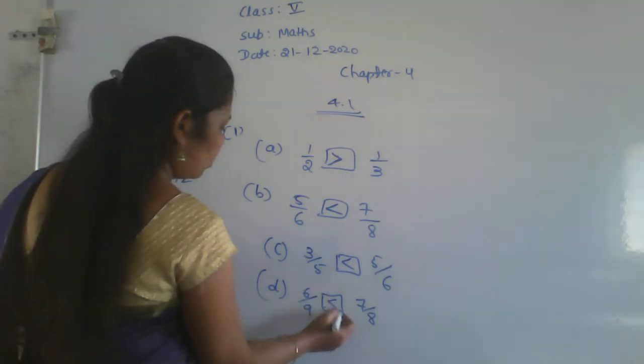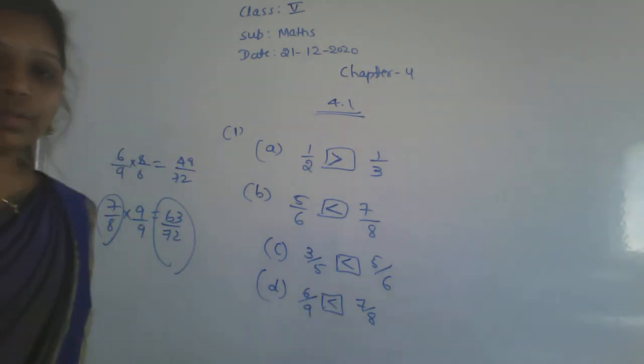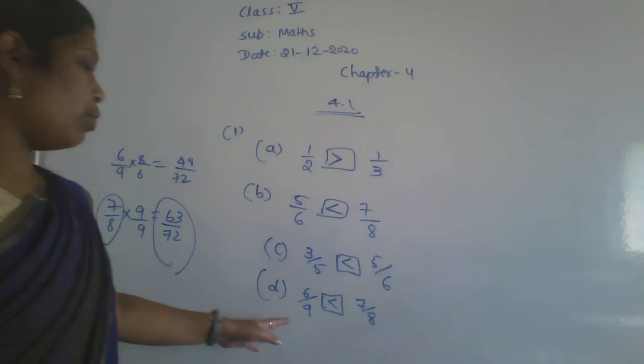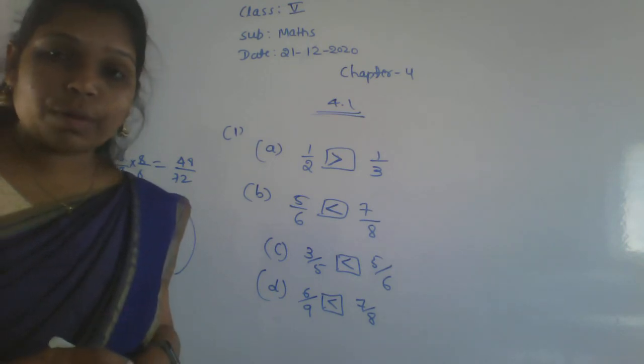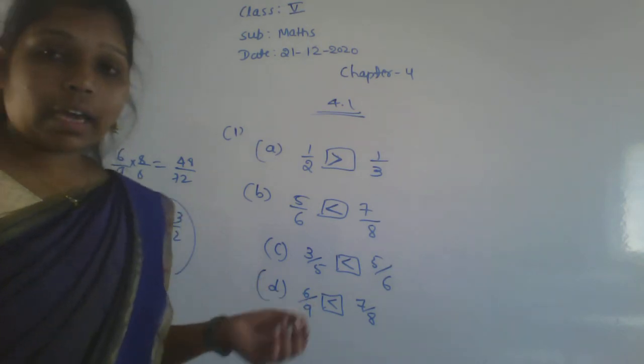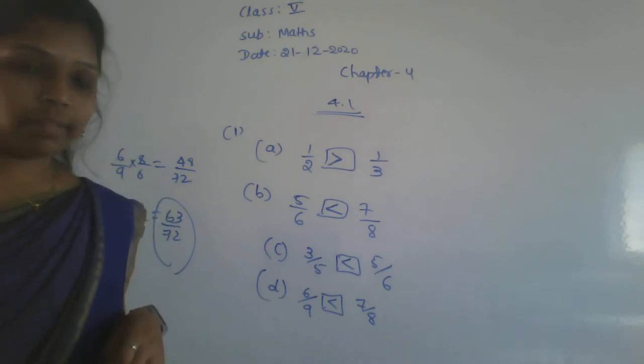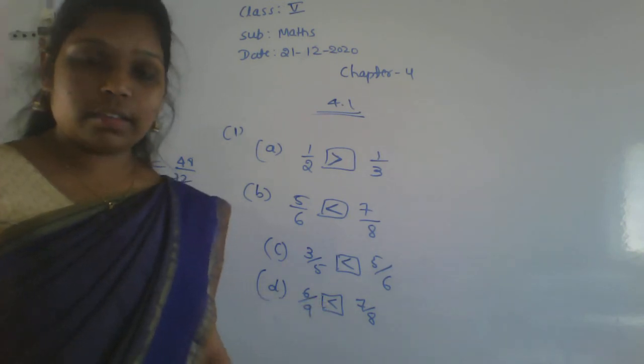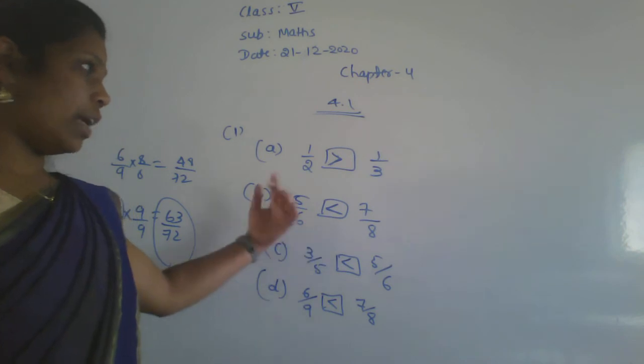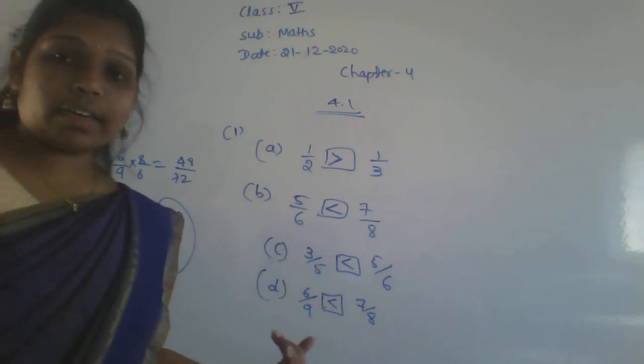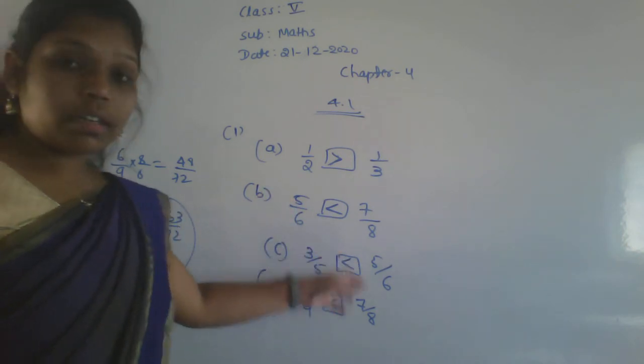So write the answer like this. Okay, so like this we have to do. First we have to make the denominator an equal value by multiplying by some number. Okay, then compare the numerator values and write the symbol. Here, this one is lesser than or greater than; according to the greater value and smaller value, you have to use this symbol.